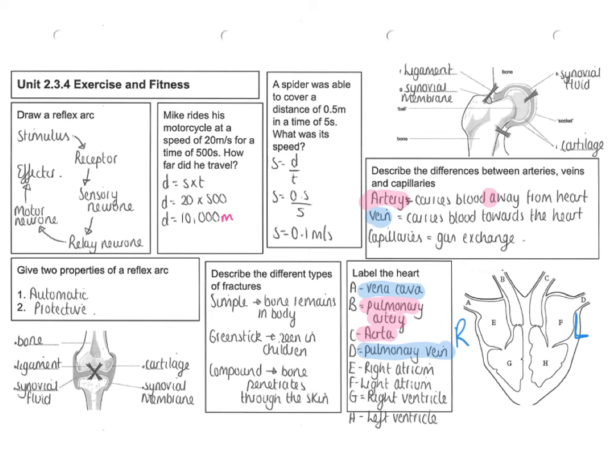We have a simple fracture, so the bone remains inside the body but it's broken. We have a green stick fracture, which is seen in children and is not a full break. Then we have compound fractures where the bone penetrates through the skin and the bone is actually sticking out of the body. And there are your answers for Unit 3.2.3.4.